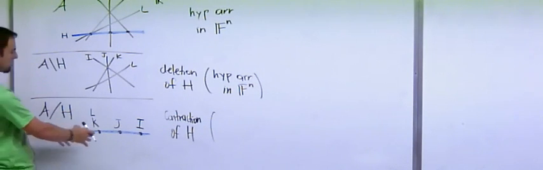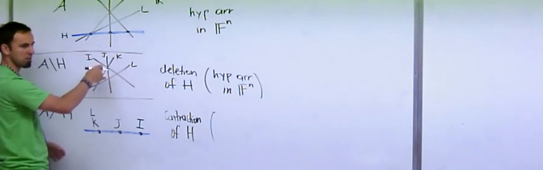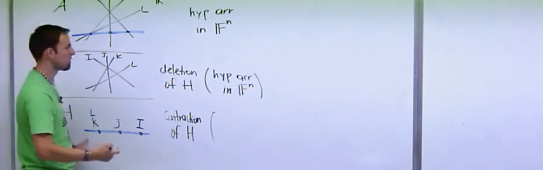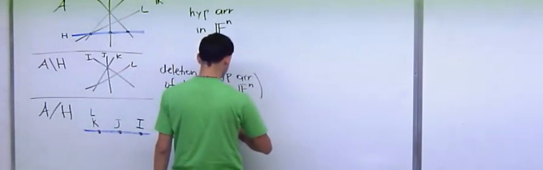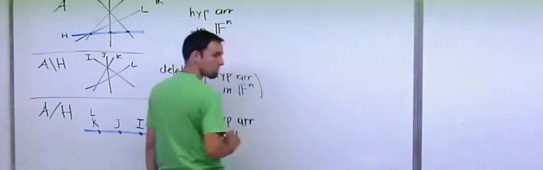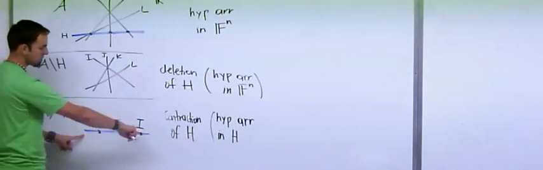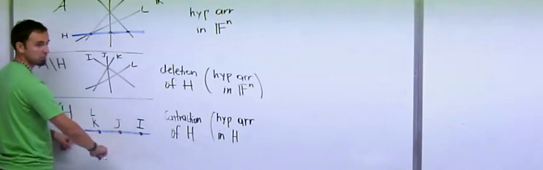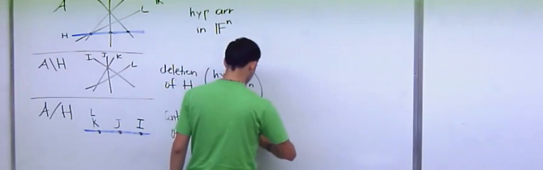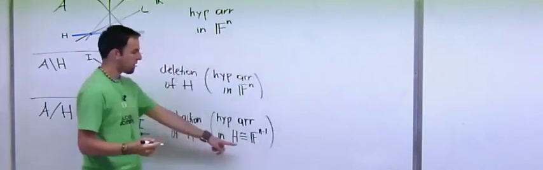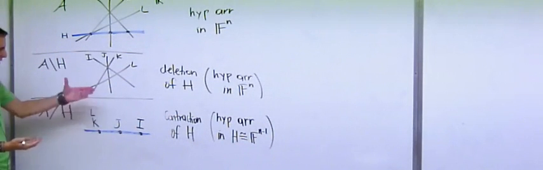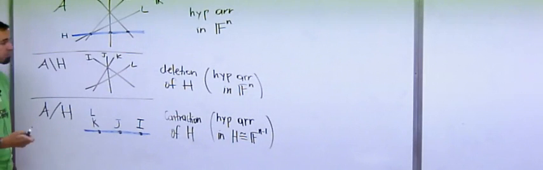But the thing you have to realize is that here we're living in a two-dimensional space, and the lines are one-dimensional. Here the blue thing is a one-dimensional space, and the points are zero-dimensional. So what we have here is a hyperplane arrangement inside H. H is one-dimensional, and the hyperplanes are zero-dimensional. So you can think of it as a hyperplane arrangement in F to the n-1, and H is just some n-1 dimensional vector space. It just lives in one dimension lower.